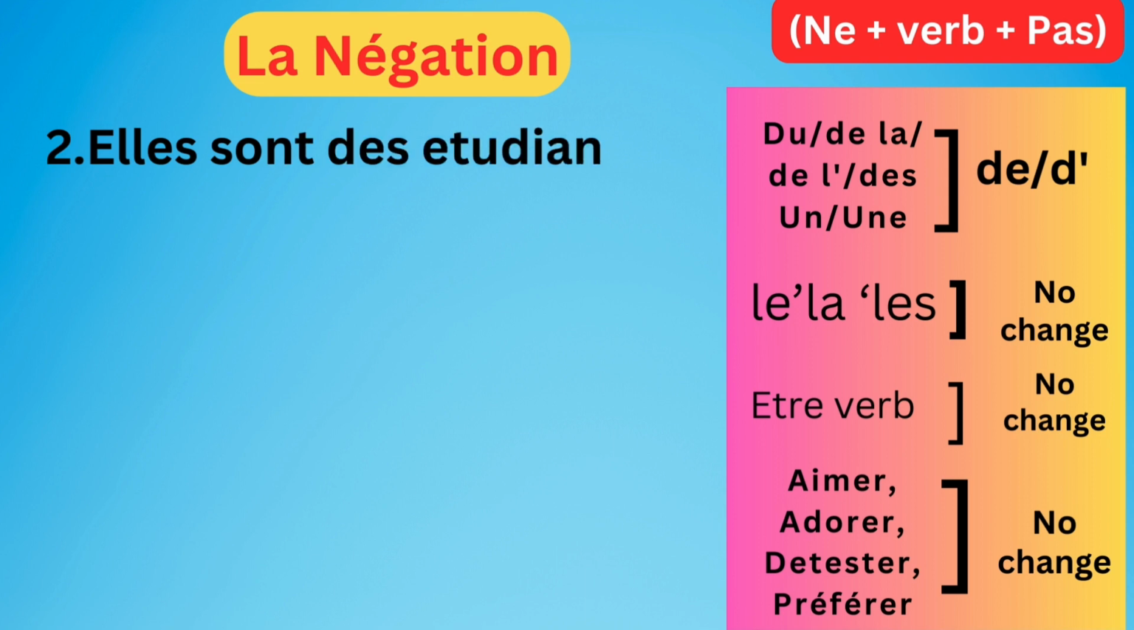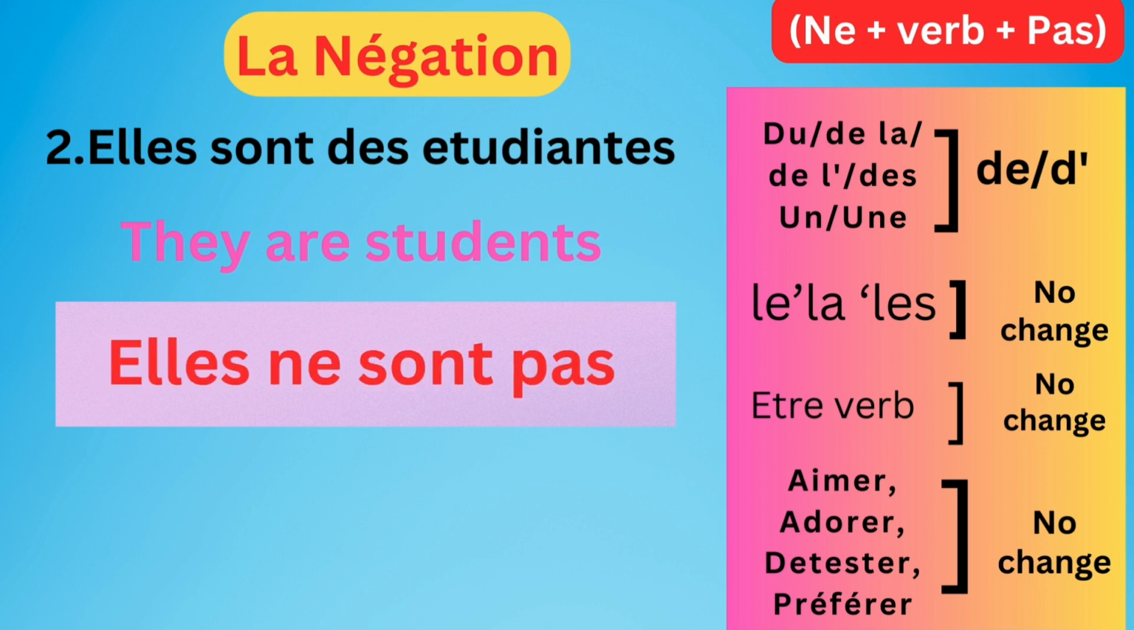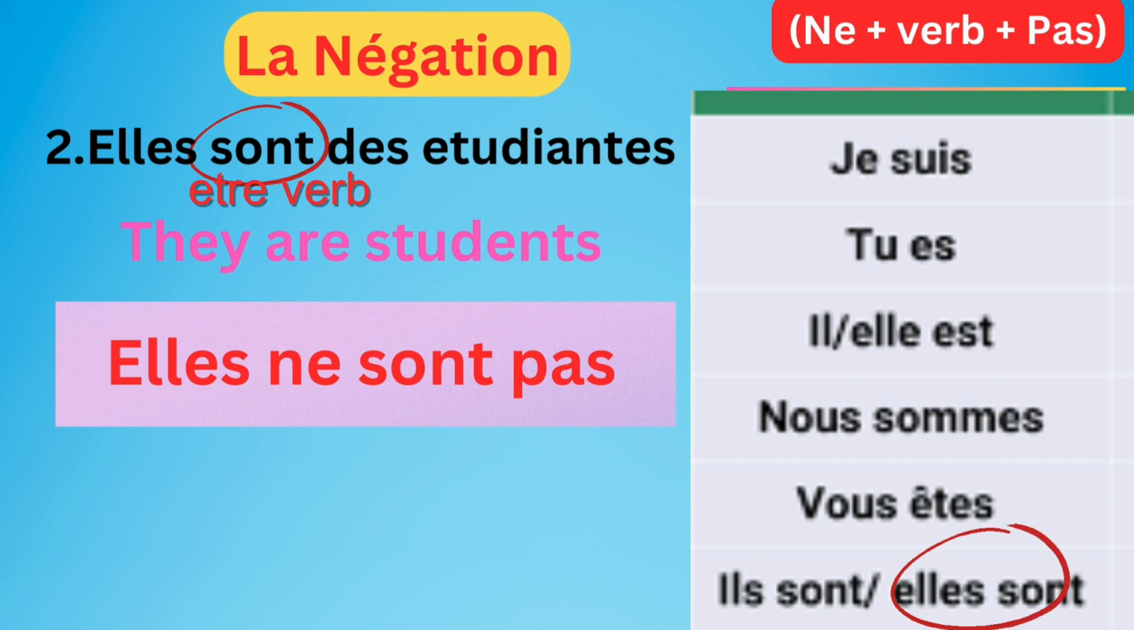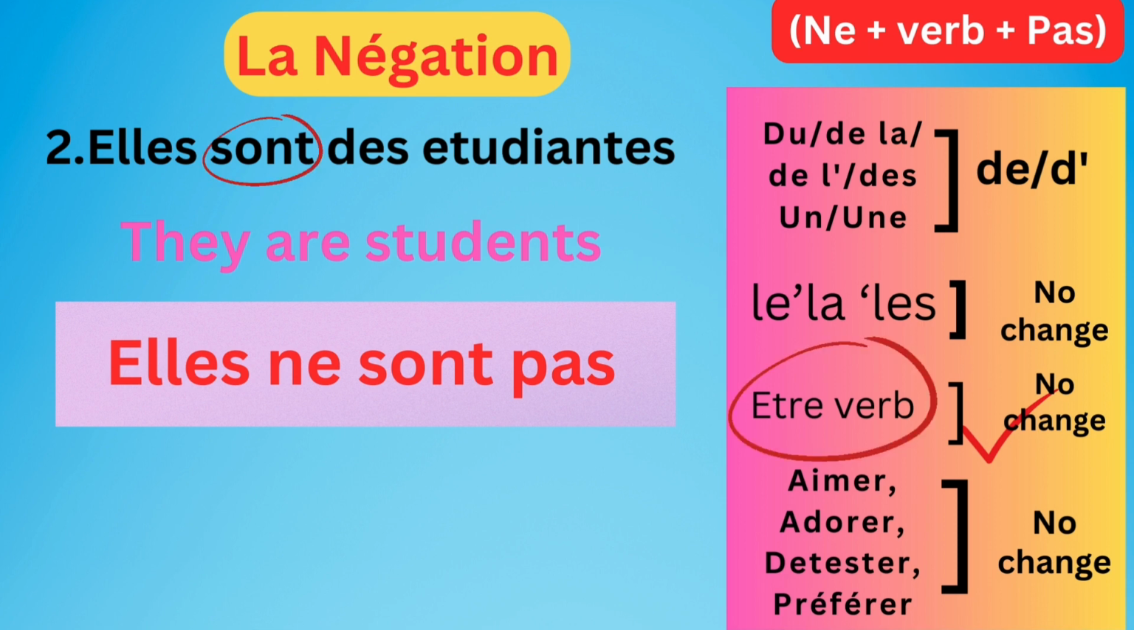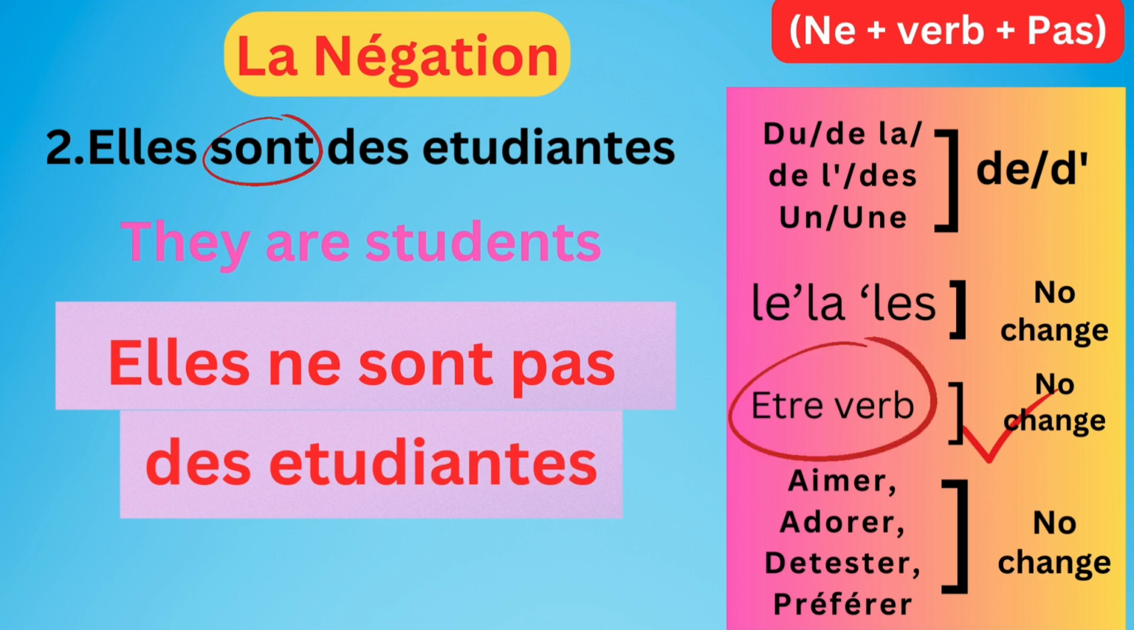Now we come to the second sentence. Elles sont des étudiants. They are students. Now again we write the subject first, elles, then ne before the verb and pas after the verb. Now see, "they" is given here and sont is the conjugation of the verb être. So the rule says if there is être, there should be no change with the partitive articles. So we write des étudiants. Elles ne sont pas des étudiants. They are not students.